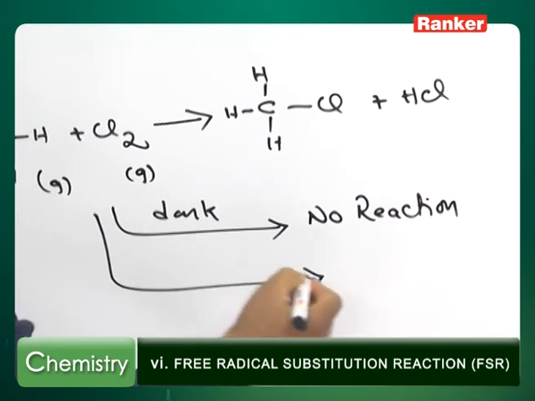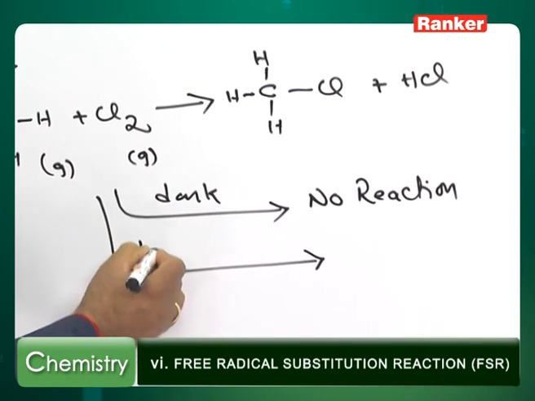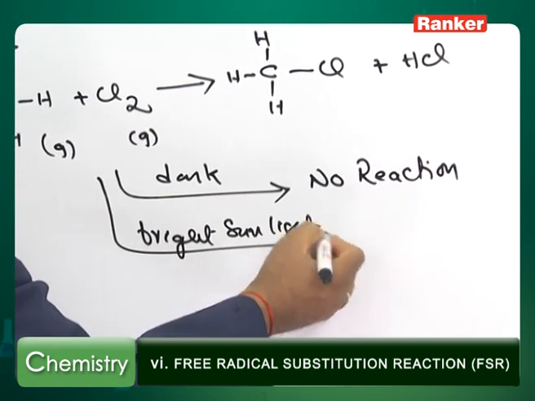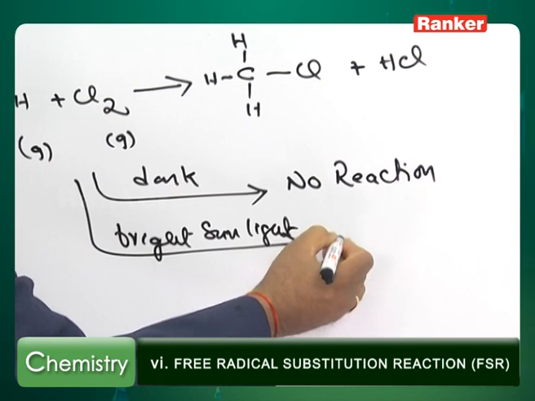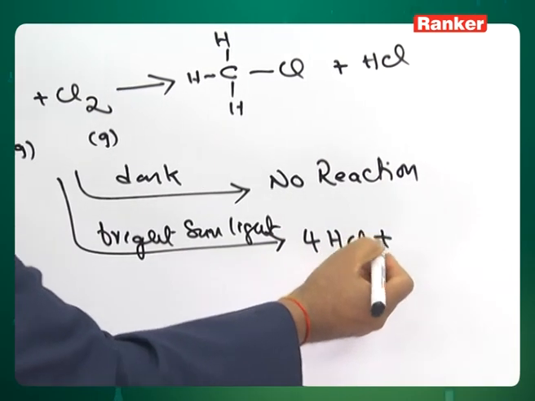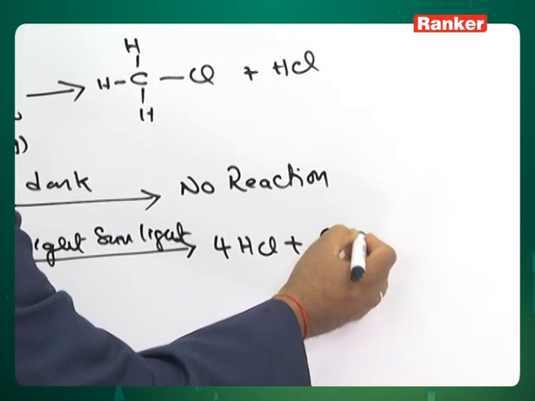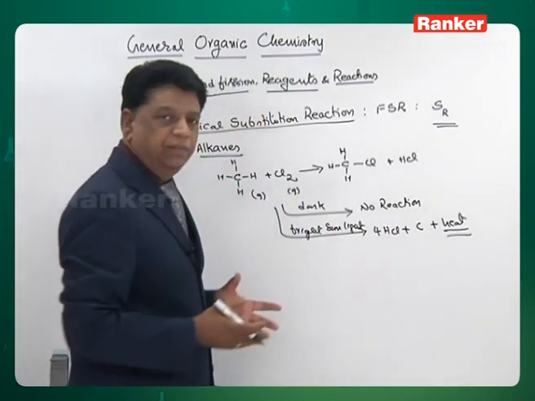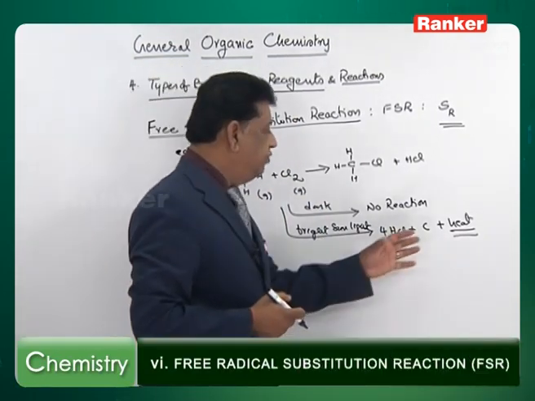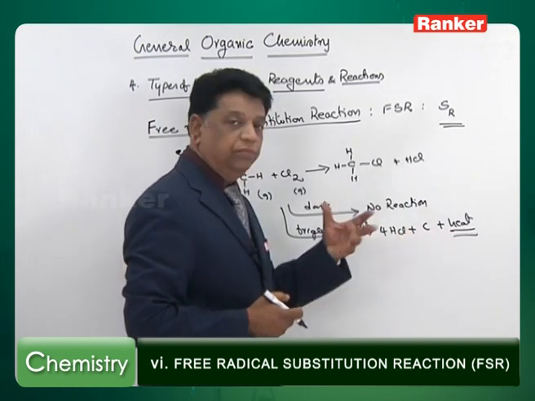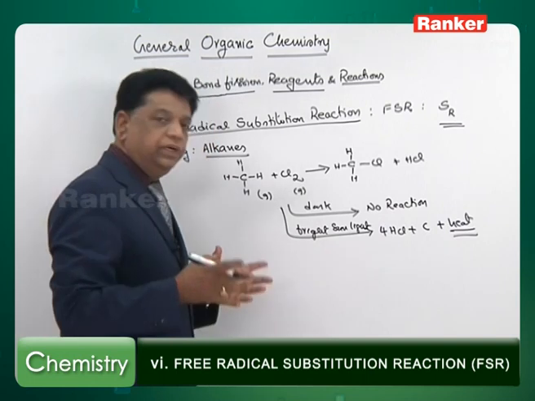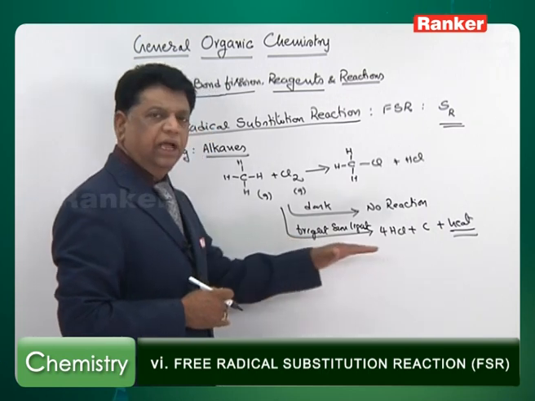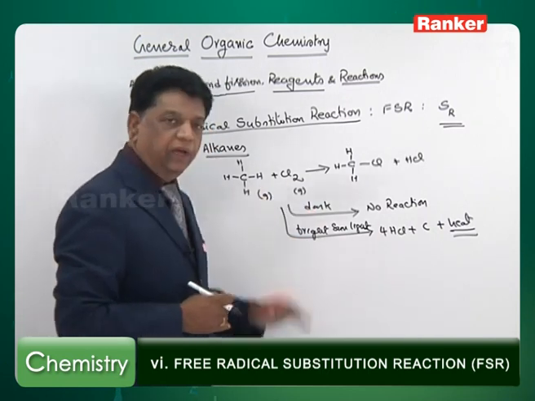But the same mixture, when you put it under bright sunlight, there is a formation of 4 moles of HCl and the carbon, and a huge amount of heat is liberated. Because of this sudden liberation, a flame comes out and the carbon also burns, and an explosion type of reaction is observed. So, this is one extreme, a violent reaction, and the other extreme is no reaction.